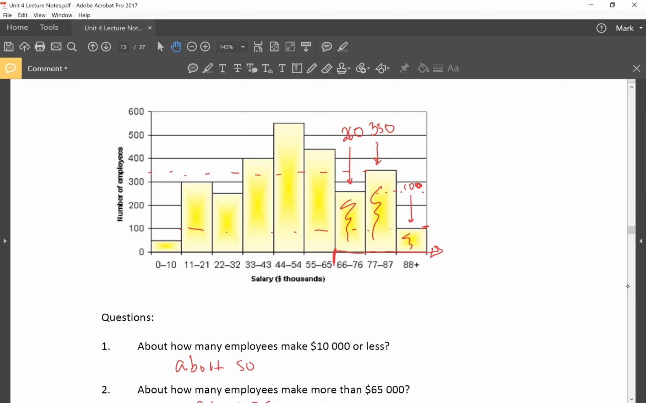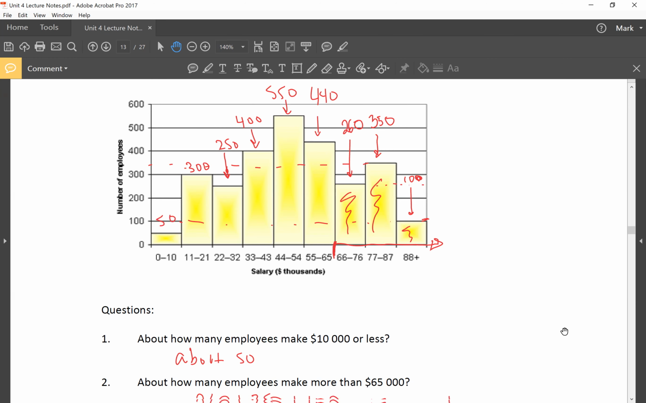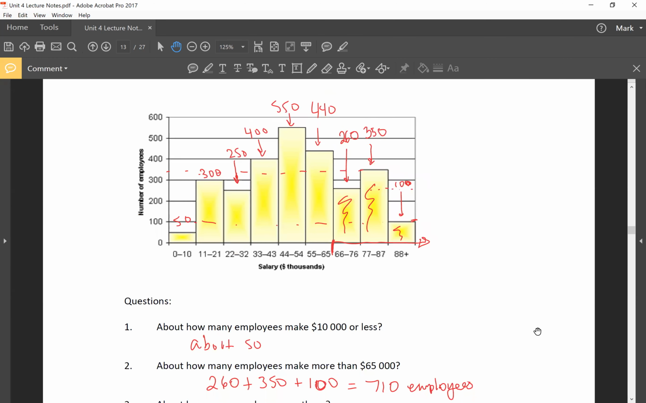So I just have a feeling that this one is around 440. This guy, I'm just going to say 550. This guy, see, I love this, 400. This guy is halfway, so I'm going to say 250. 350. Okay, so now I can add all of these up for question 3.